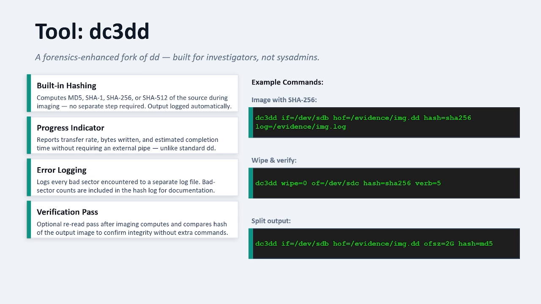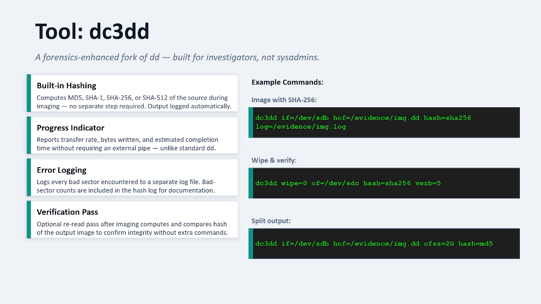There is error logging, which was built in. And so if you have a log file, as you're doing it, it'll log all of the bad sectors to that log file and help keep track of all that. There is a separate verification pass. So once it does an image, it'll actually go through that image and compute the hashes, compute everything, compare it to ensure that nothing has changed in its entire progress. If you wanted to split the output, then there is that ofsz 2G to split it into 2 gigabyte files for that particular image.